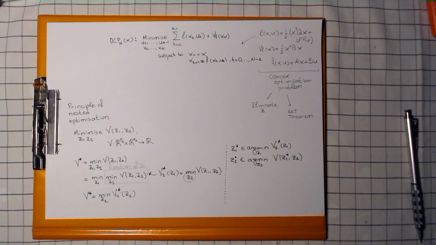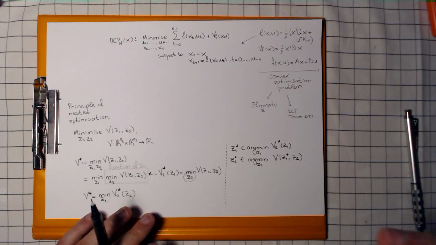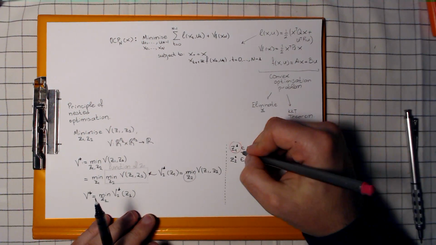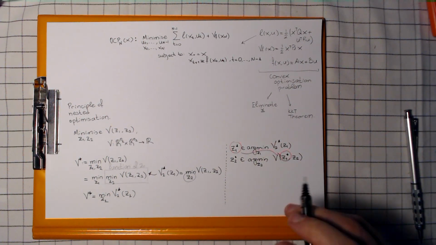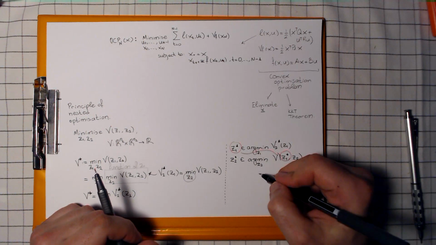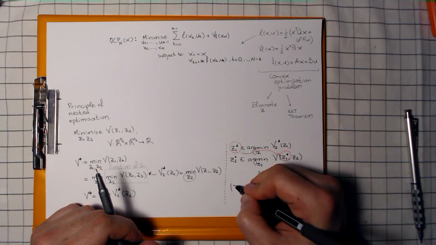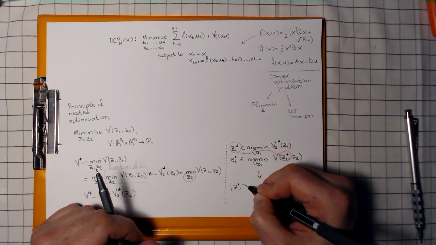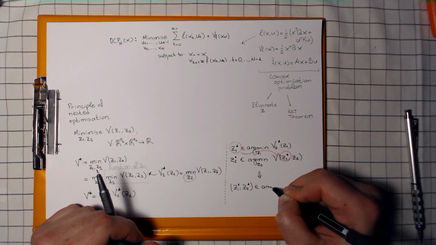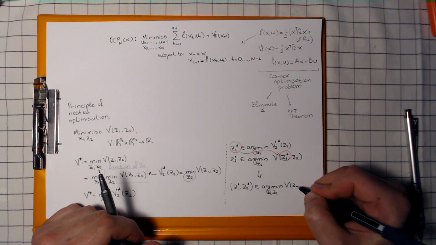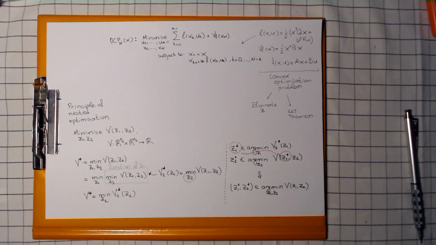So we take z1 star, we plug it in here, and now we minimize again, but only with respect to z2. And then if we can find such a pair, then z1 star, z2 star will be a minimizer of v.